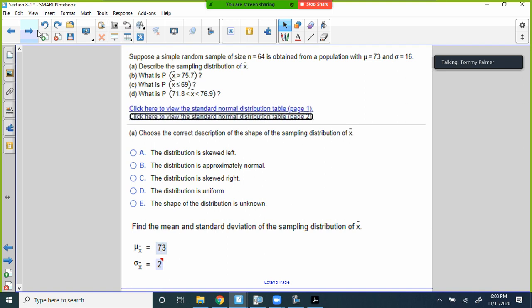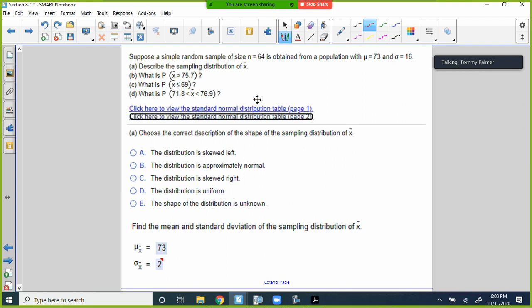Because it's normally distributed, we're going to describe the sampling distribution of X bar. We're going to calculate the probability of X bar greater than 75.7. We'll do the probability of X bar less than or equal to 69, and then we'll find the probability from 71.8 up to 76.9. Those are parts B, C, and D, using the given information.